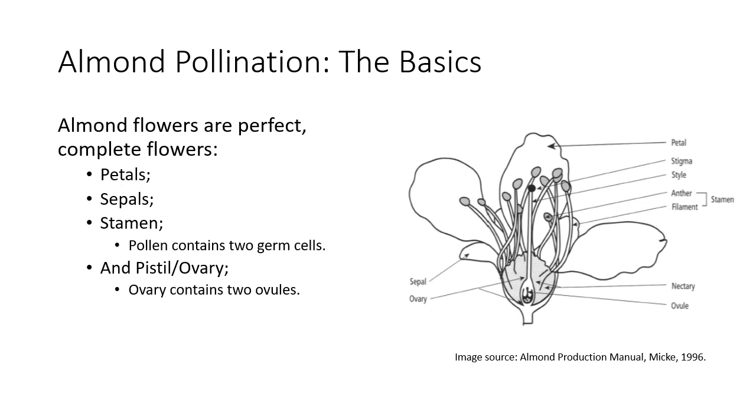Now let's start with some basics. Almond flowers are perfect, complete flowers. Perfect means that they contain both the male and female parts. Complete means they contain all four parts of a flower, including the male and female parts, plus the petals and sepals. The male parts are the stamen, which is made up of both the anther and filament, and pollen is borne on the anther. The female parts are made up of the pistil, which is comprised of the stigma, style, and the ovary. The ovules reside within the ovary, and after fertilization will develop into the seed, or what we know as the almond kernel.